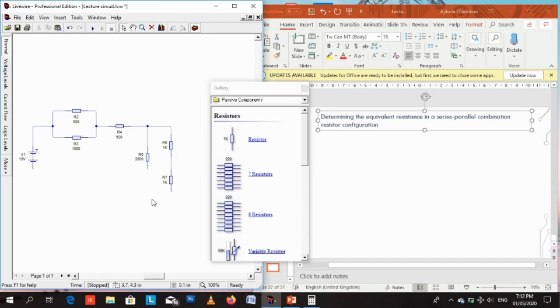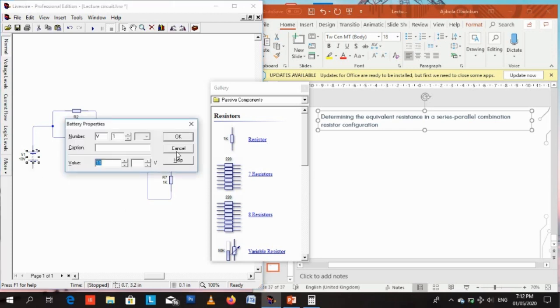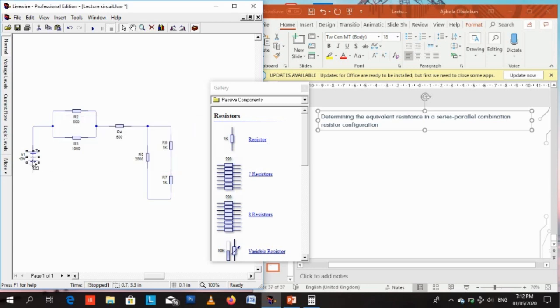So R6 and R7 are in series. Both of them together are in parallel with R5. So now R4 and R5 are no longer in series because something else has been connected across them. I hope you get that concept now. R4 is no longer in series with R5 on its own. R4 is in series with R5 parallel R6, R7. When we are resolving this, you will understand better.